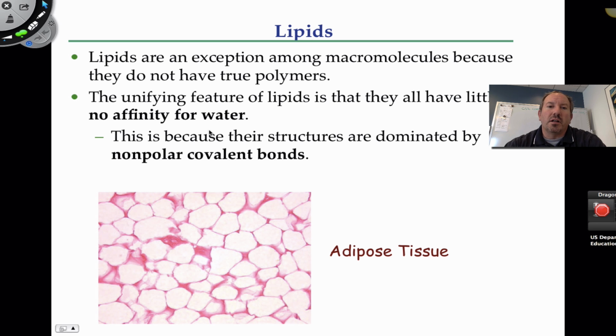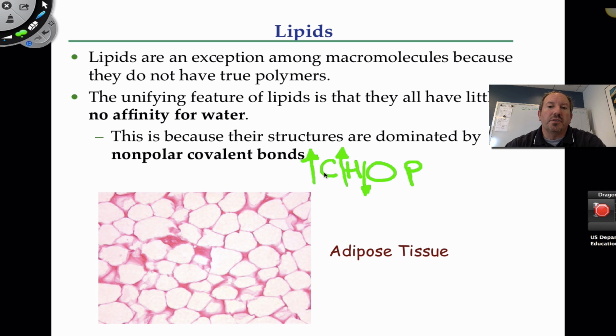So they all have no affinity for water for the most part, and that's because they're dominated by nonpolar covalent bonds. And so there's a lot of carbon-hydrogen, carbon-carbon bonds. There's a little bit of oxygen, so there's a lot of carbon, a lot of hydrogen, and not so much oxygen. And then I mentioned the phospholipid containing a little bit of the element phosphorus.